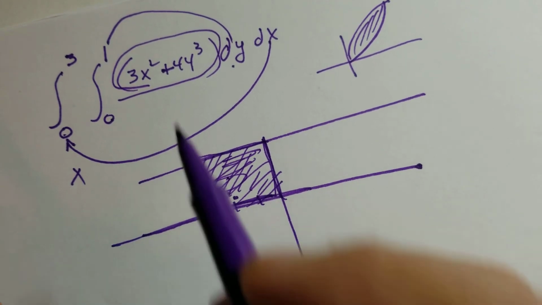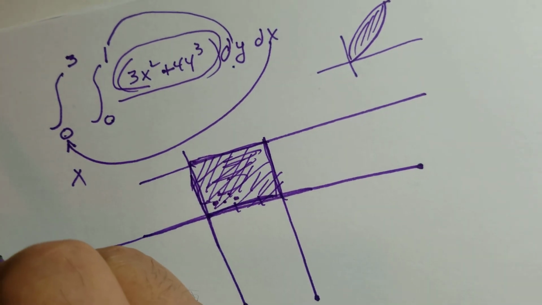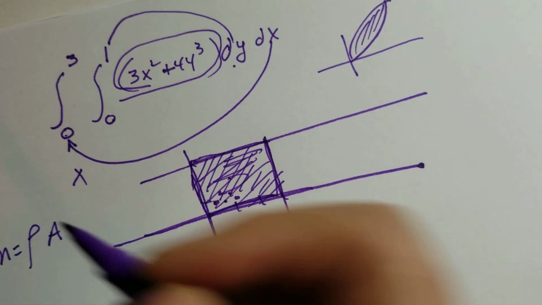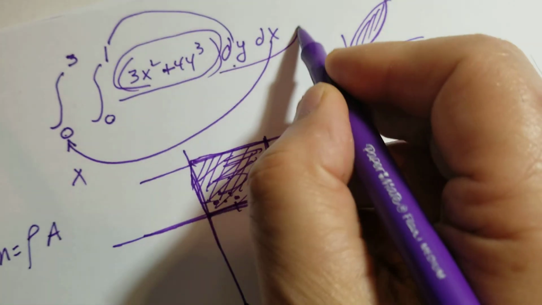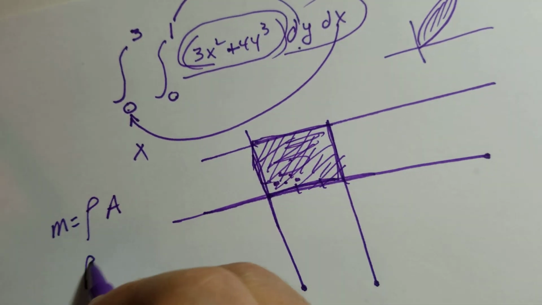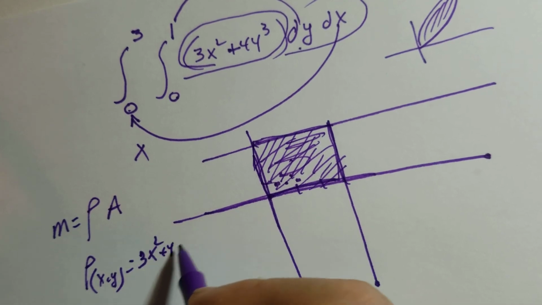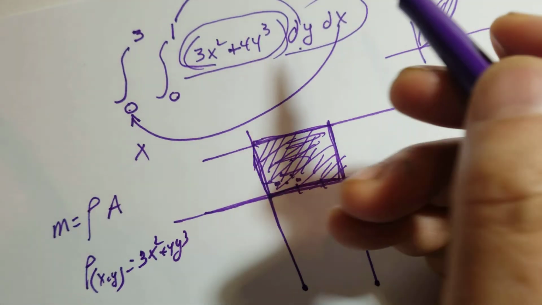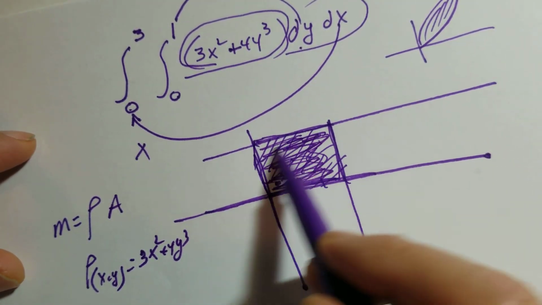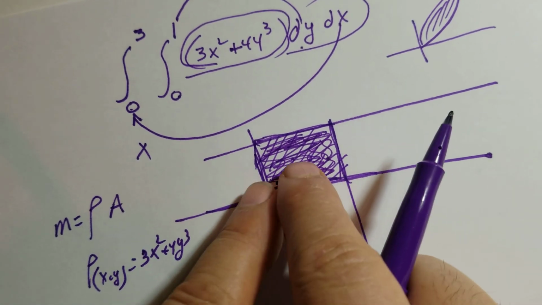Or somebody said, tell me what the mass is. Mass is density times area. Well, that's the area. And here is a multivariable. I bet you your density is a function of x and y. Therefore, that's 3x squared plus 4y cubed. That's another example. I can say I'm trying to find the mass of that area, where the density varies.